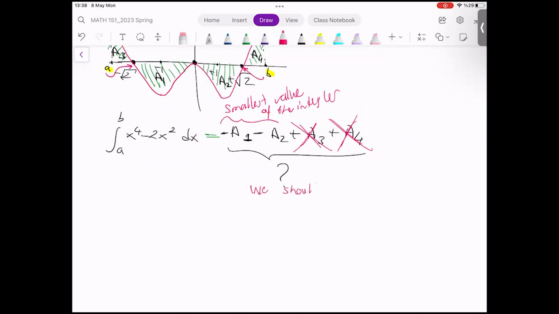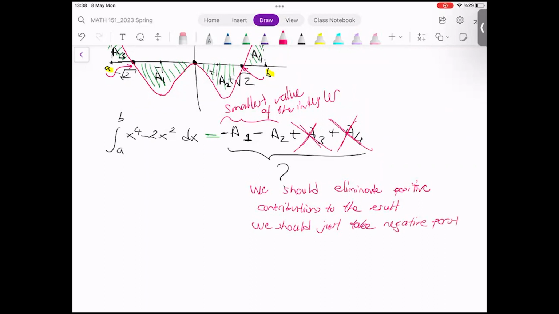We should eliminate positive contributions to the result. We should just take negative parts to make the result as small as possible.